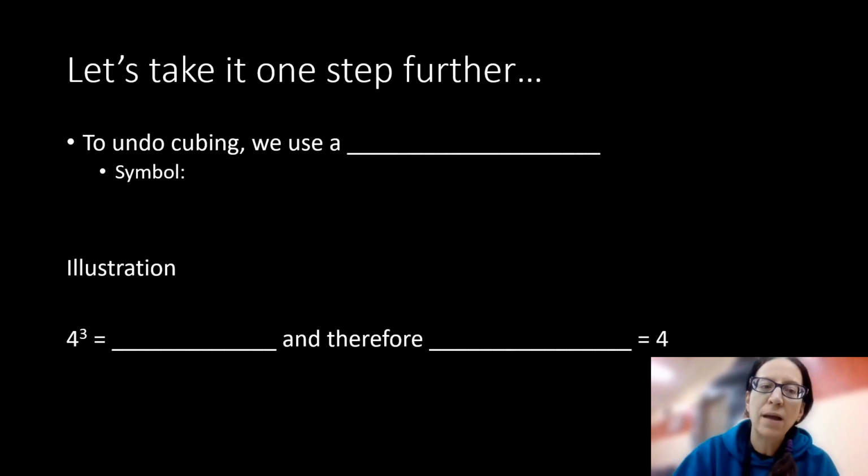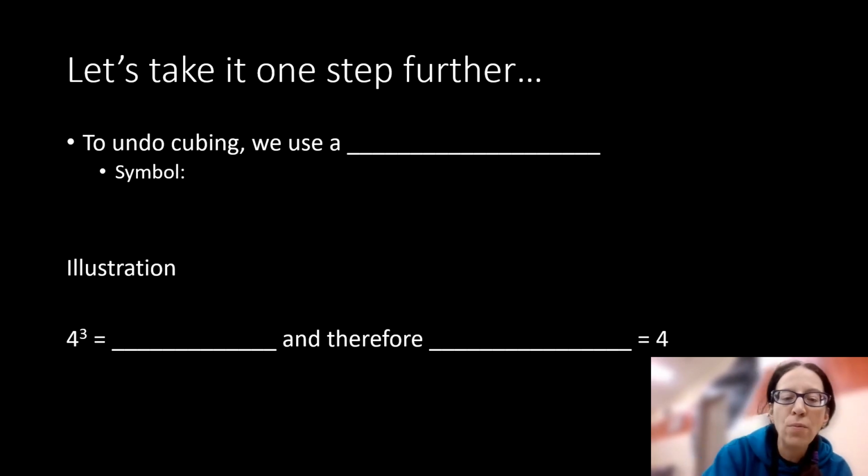So let's take it one step further. We have talked considerably about cubing. Hopefully you've seen cubing in your geometry classes. So to undo cubing, we use something called a cube root.